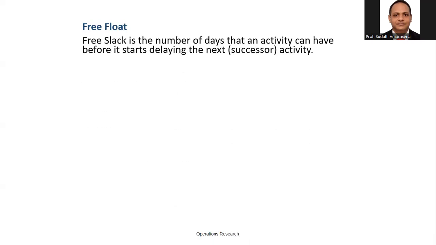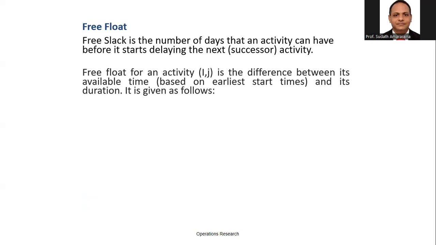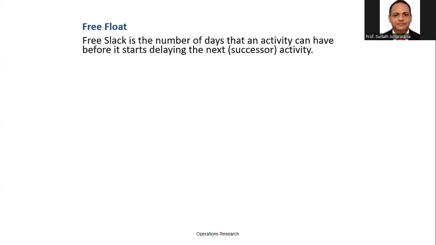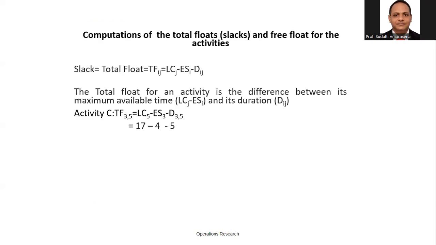Then how to calculate the free float? The free float we are going to calculate using this formula: FFIJ equals ESJ minus ESI minus DIJ. Earliest starting time J value, subtract earliest starting time I value, subtract DIJ, the duration of the particular activity. ESJ, ESI, DIJ. Let's go to the diagram.